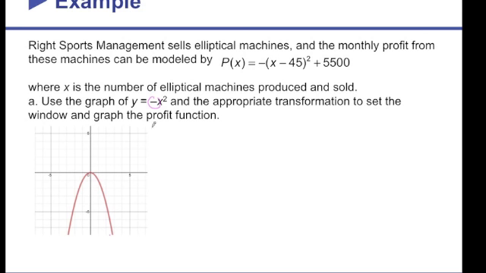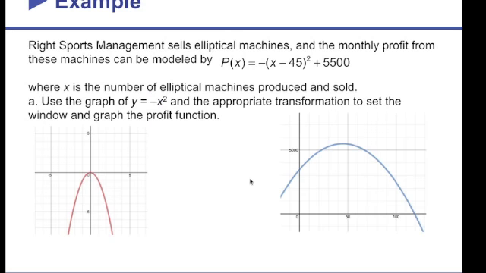The transformation. We know P of X equals negative of X minus 45, the quantity squared, plus 5,500. Well, we know that the 45 is minus 45, so it's going to move it 45 right. And the plus 5,500 means it's going to move it 5,500 up. So that can give us an appropriate window. And I have this function graphed for us.